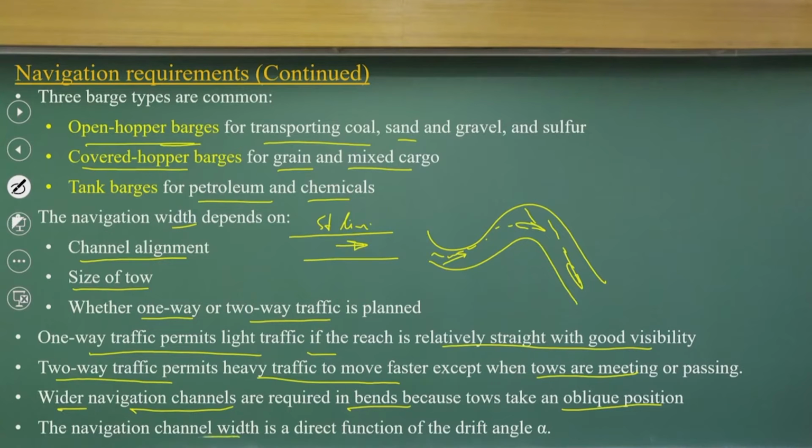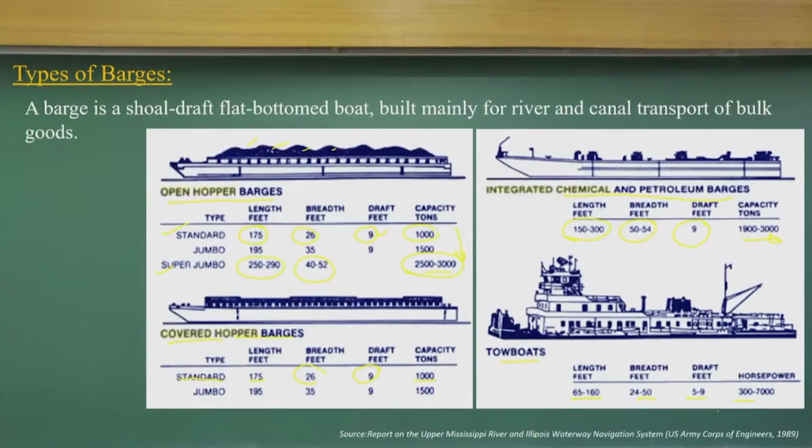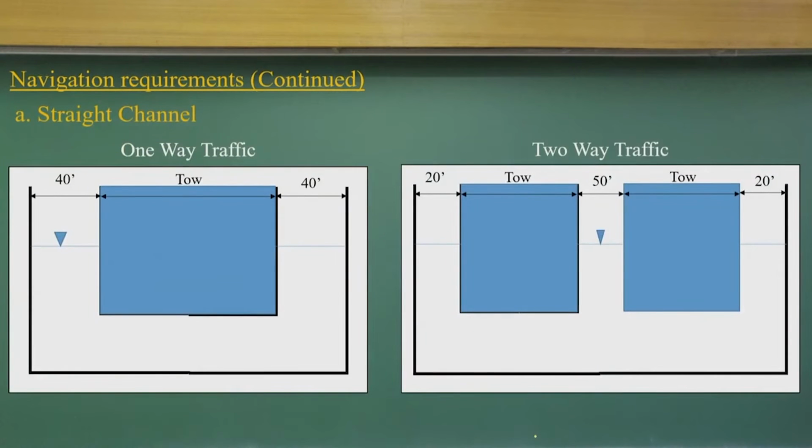For that we need wider channels as compared to the straight channel. Navigation channel width is directly proportional to drift angles. We will discuss more. Look at the next figures. What width is necessary? It is a very simple figure. For one way traffic with a tow, you need 40 feet on both left and right side. But for two way traffic, you need 20 and 50 feet, and then you will have both the tows. This is for the straight channels.